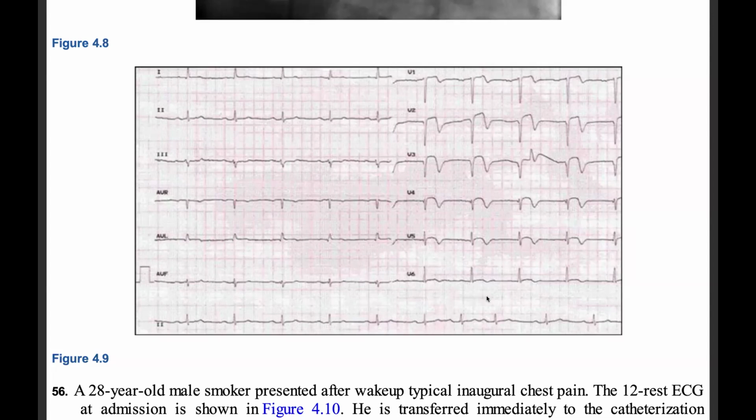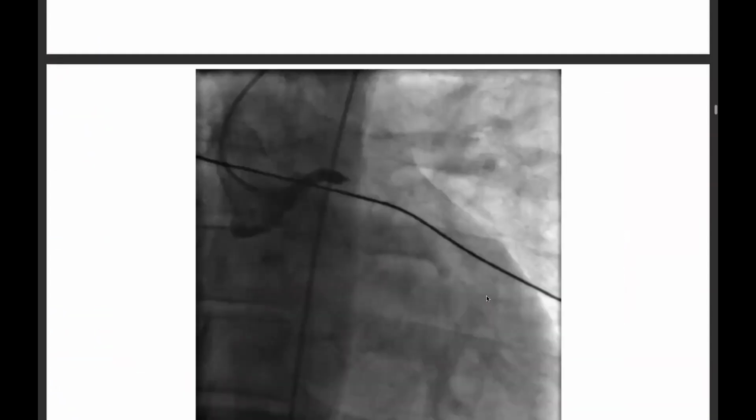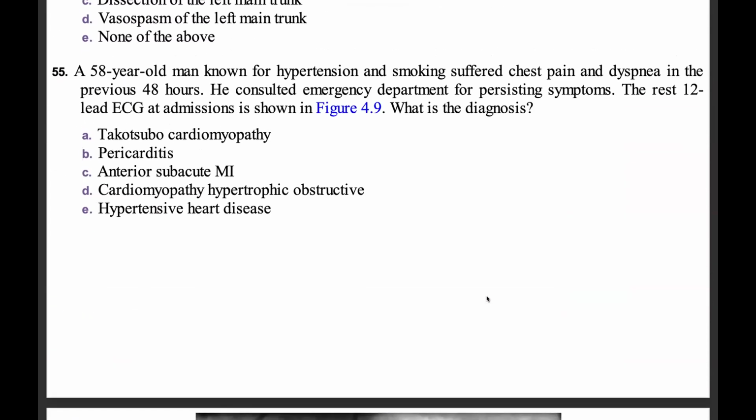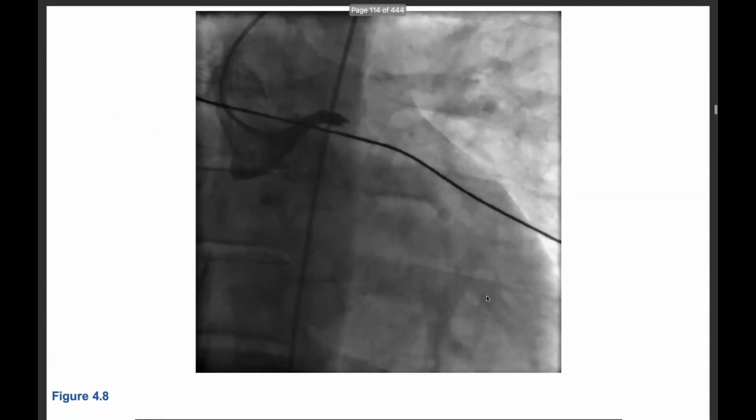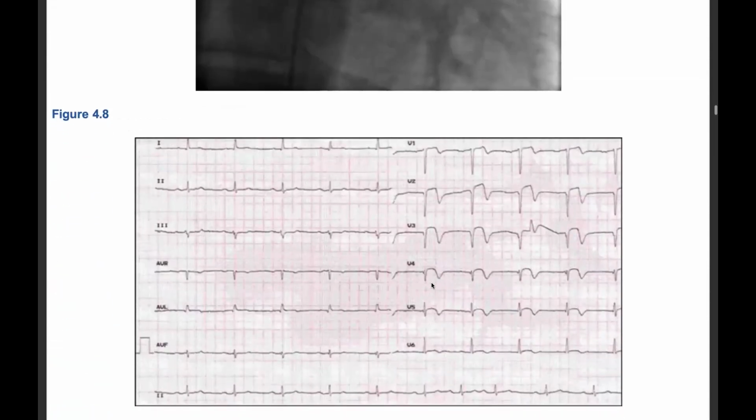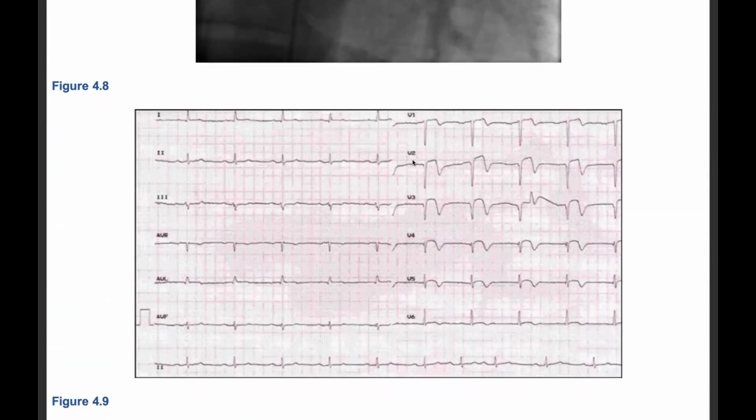Gordon, can you please go up to the question? The answer should be C now. This is anterolateral MI. So what makes it subacute? Is it because of the T-wave inversion? It is not hypertensive heart disease. Yeah, so the acute one would have ST segment elevation, just that.